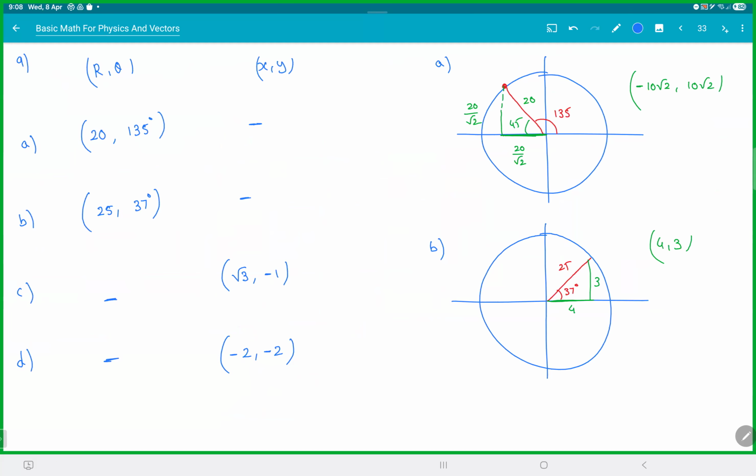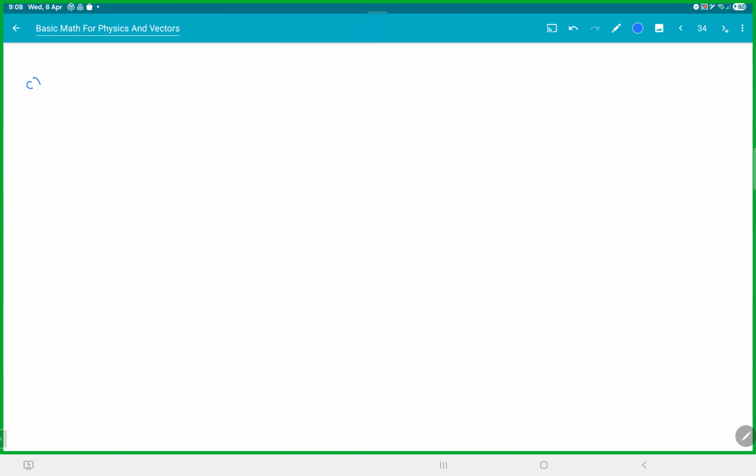I hope everyone can handle the triangles part, right? So that much you can calculate, sine and cos. Any doubts on the first two parts? Then what about the remaining two? Root 3, comma minus 1, and minus 2, minus 2. So let's just draw them.